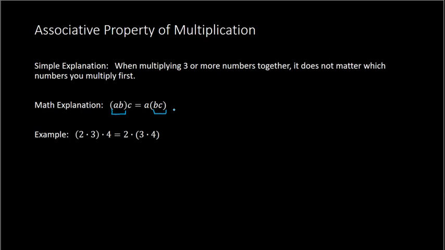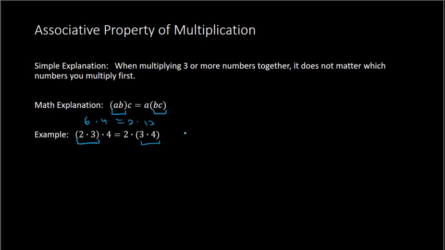So looking at actual numbers, if we had 2 times 3 times 4, it does not matter if we group together the 2 and the 3 and multiply those first to get 6 and then times 4, or if you multiply the 3 and 4 together first to get 12 and then multiply by the 2 after that. Either way, we still get 24 as our answer. So again, the associative property has the idea of associating or grouping the numbers together differently. So it's saying the grouping can change.